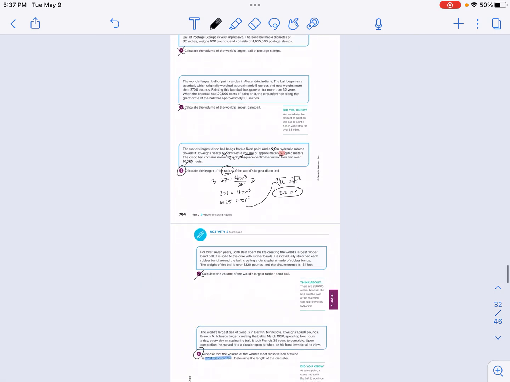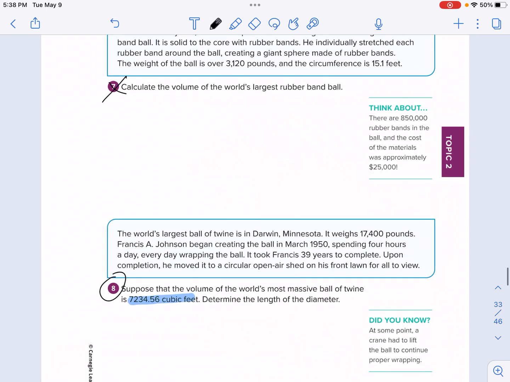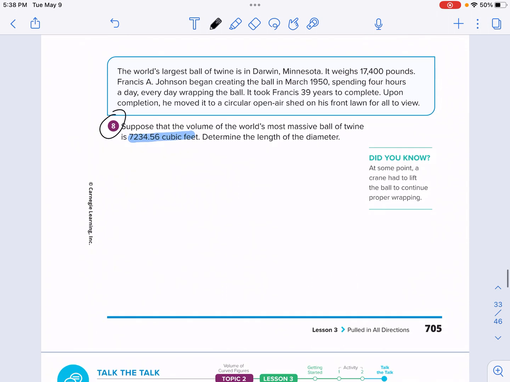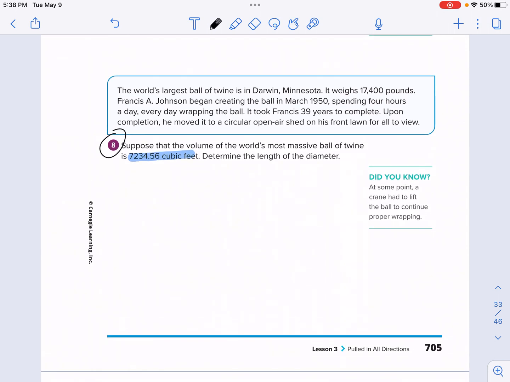Last problem, we're skipping number 7, going to number 8, and then calling it there. All right, again, we have some red herrings. It says the world's largest ball of twine, so twine just kind of wrapped on itself, is in Darwin, Minnesota. It weighs 17,400 pounds. Francis A. Johnson began creating the ball in March 1950, spending 4 hours a day, every day wrapping the ball. It took Francis 39 years to complete. Upon completion, he moved it to a circular open-air shed in his front lawn for all to view.